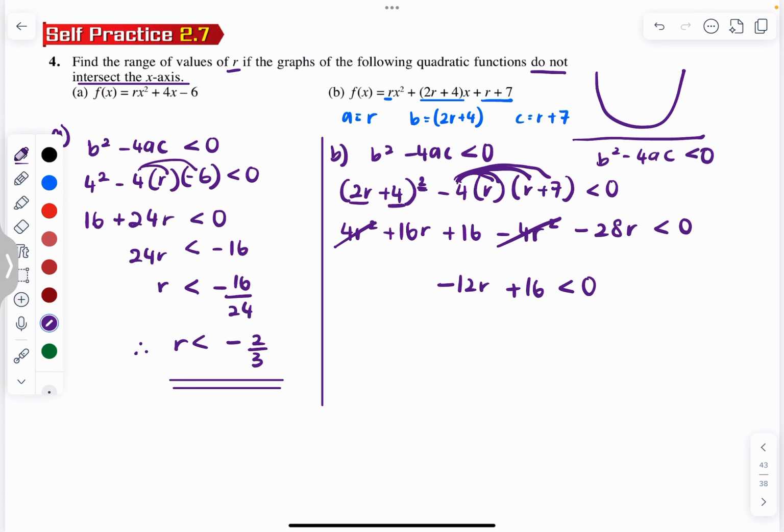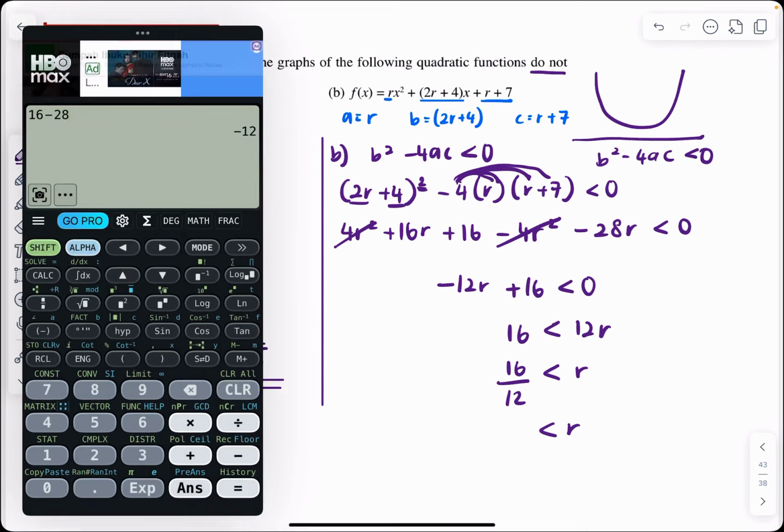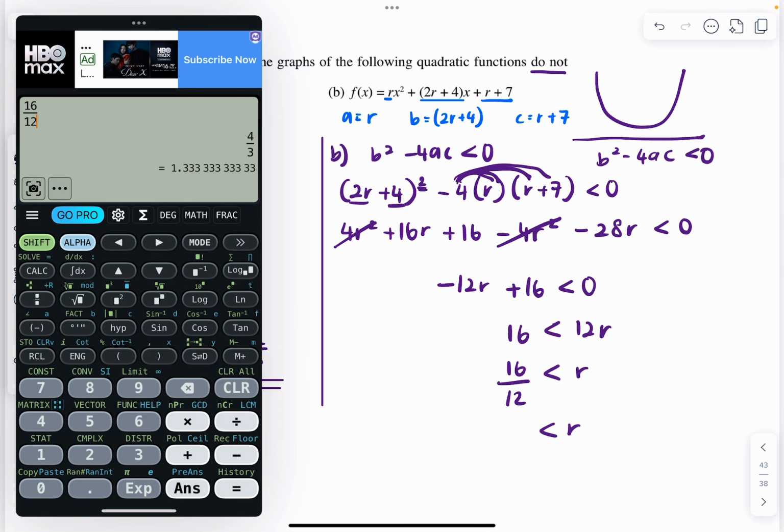So now what we can do is we bring this negative over this side. So 12r is less than 16. Sorry, more than 16. Making r the subject, 16 over 12. So 16 over 12 is 4 over 3. So we rearrange it. R is bigger than 4 over 3.